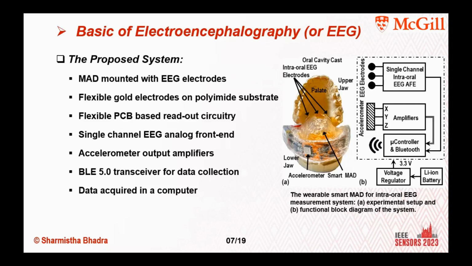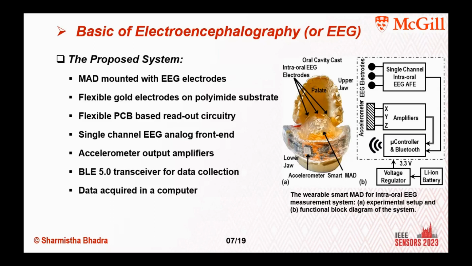This is the hardware we use. We have a mandibular advancement device that people use for sleep apnea. On the palate region, around that area, we place these flexible gold electrodes to get the EEG signal. These electrodes are interfaced with the analog front end that is in this region. And here we also have an accelerometer, which is also interfaced with the analog front end.